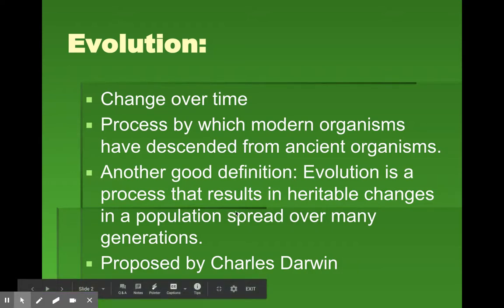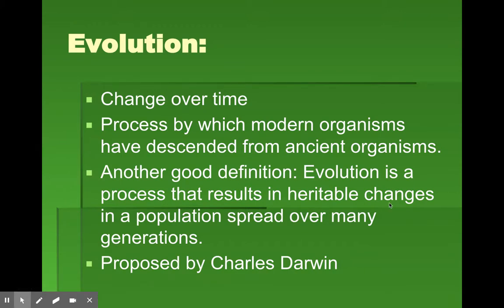Another good definition is that evolution is a process that results in heritable changes in a population spread over many generations. So these changes, these characteristics, have been given to these species by their parents before them. It's just that change of the different species over many generations or over time.